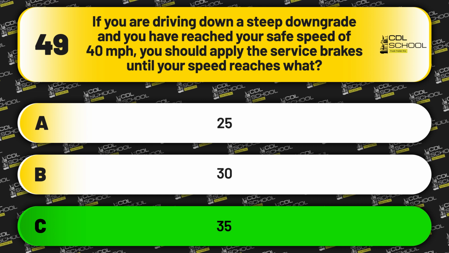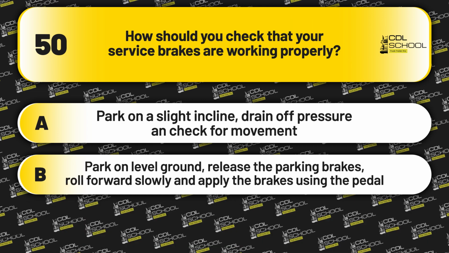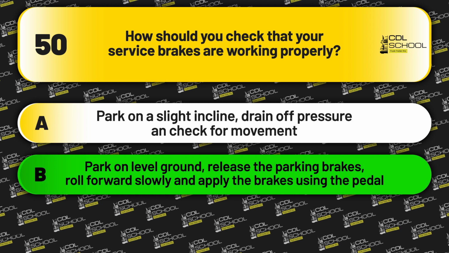35 miles per hour. How should you check that your service brakes are working properly? A. Park on a slight incline, drain off pressure, and check for movement. B. Park on level ground, release the parking brakes, roll forward slowly, and apply the brakes using the pedal. The correct answer is that you should check that your service brakes are working properly by parking on level ground, releasing the parking brakes, rolling forward slowly, and applying the brakes using the pedal.